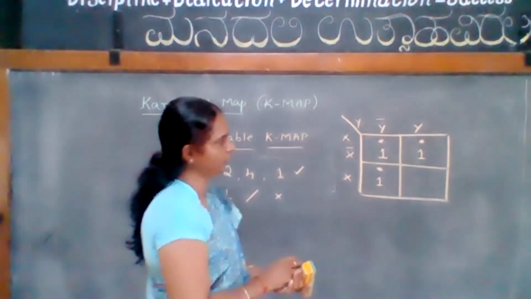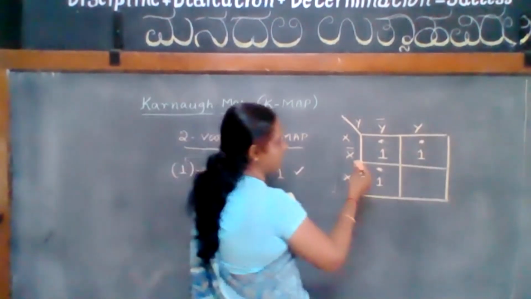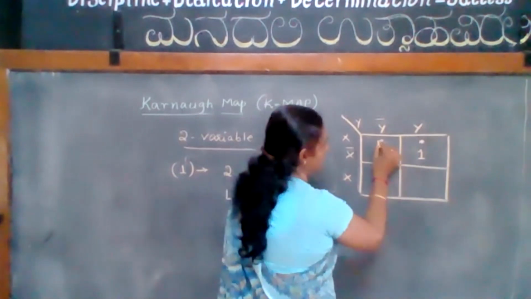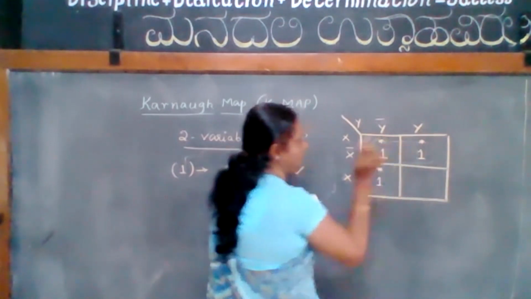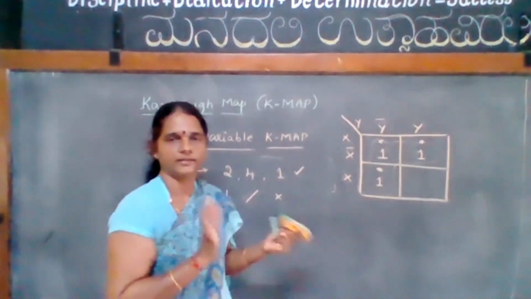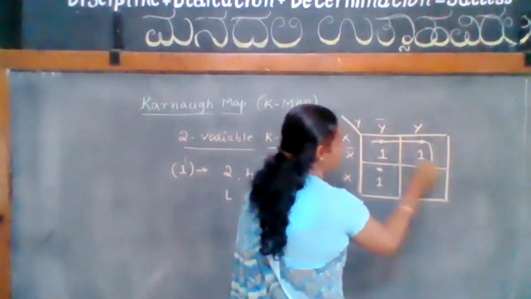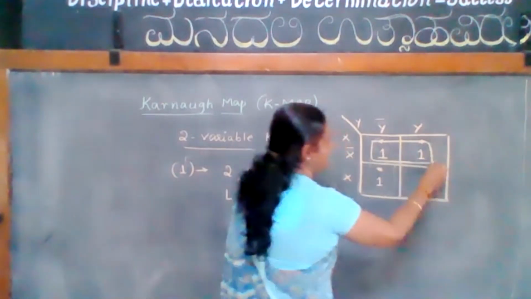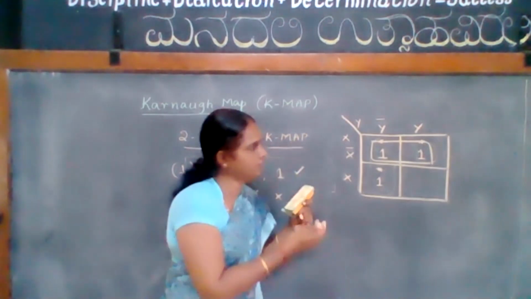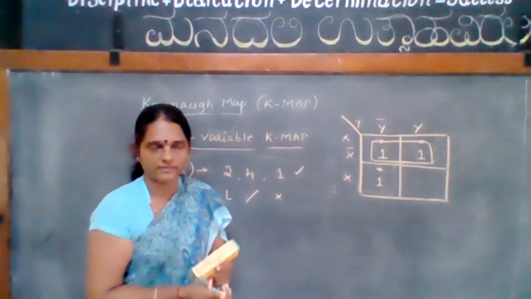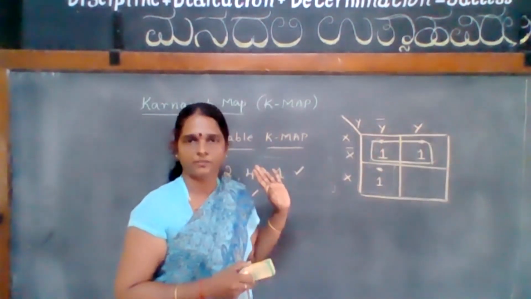Now, how to group here and how to write the reduced function. The first group, what we can see here is, there are 3 ones. Actually we can group it like this, but that is an L shape again, so that is not allowed. Then what we have to do? Group these 2 ones together. Vertically or horizontally we can group. While grouping the cells, horizontally you can group, or vertically you can group the ones.